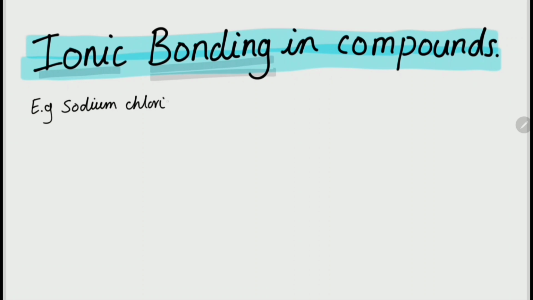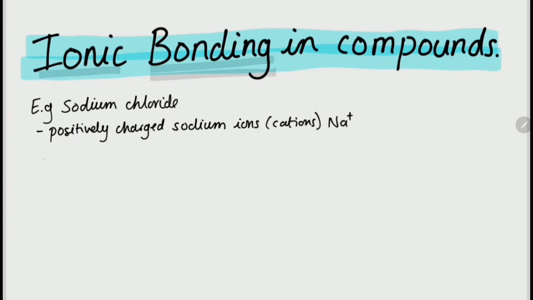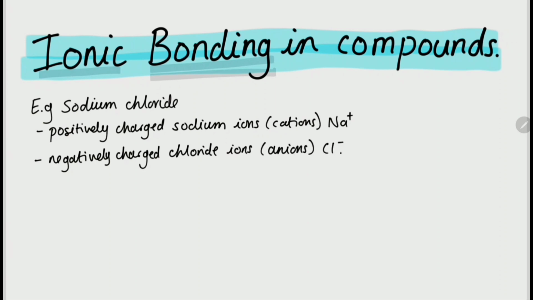Now, sodium chloride is an ionic compound, and it's made up of positively charged sodium ions, known as cations, which we can write as Na+ for short, and it's also made up of negatively charged chloride ions, known as anions, which you can write as Cl-.